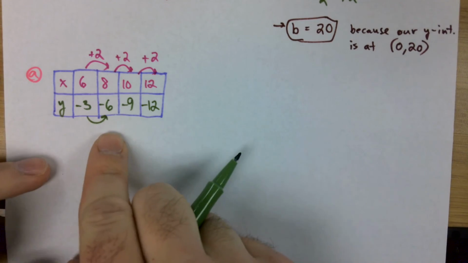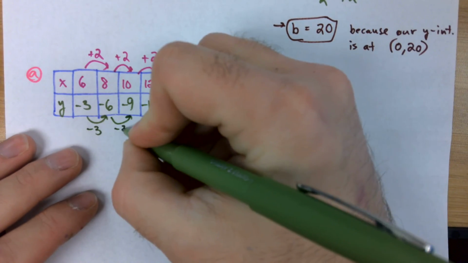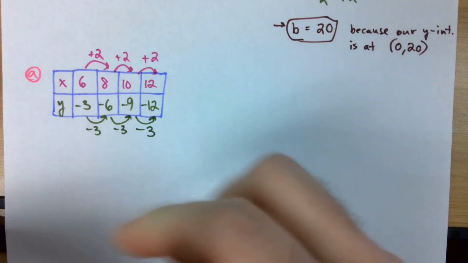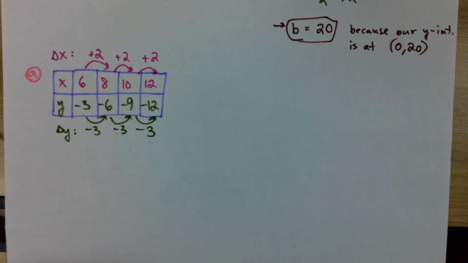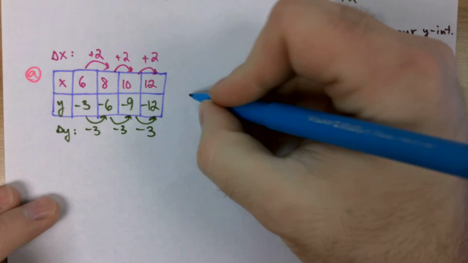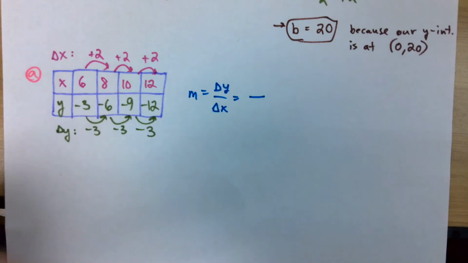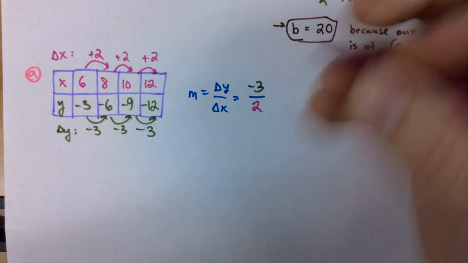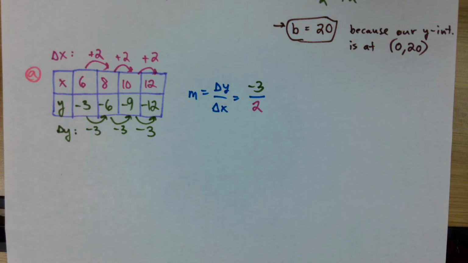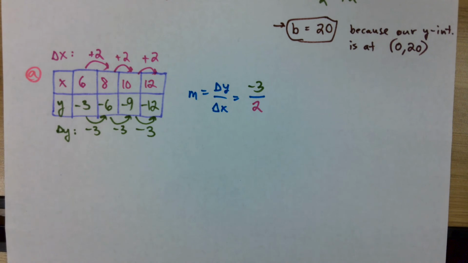How do we get from negative 3 to negative 6, though? Minus 3. From negative 6 to negative 9, minus 3 again, and minus 3 again. All right? So we know our slope is equal to change in y over change in x. It's going to be equal to negative 3 over positive 2. Can we simplify that at all? No, we're going to leave it just like that. Negative 3 over positive 2.